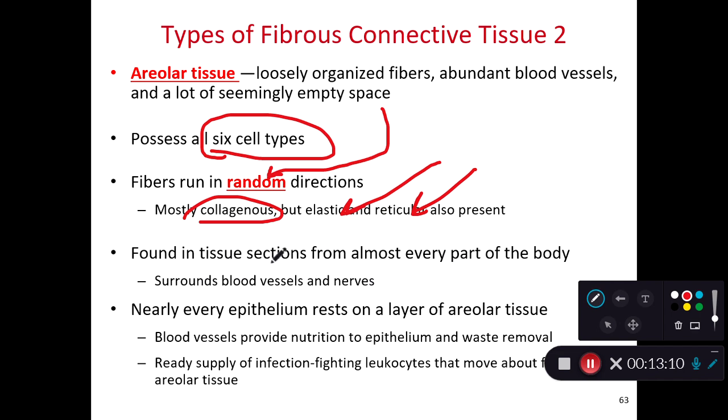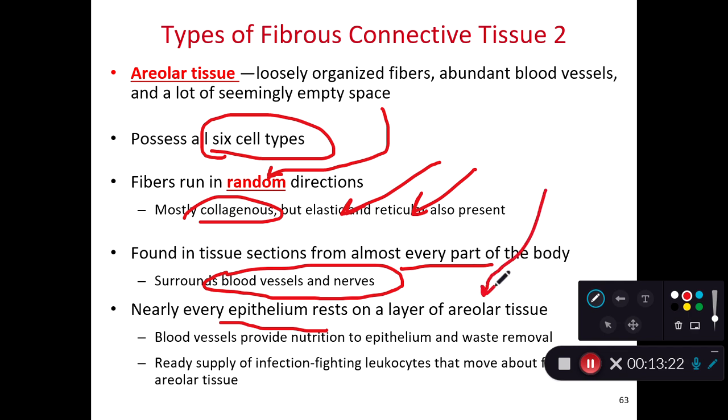So we find this fiber in almost every part of the body surrounding stuff. It's kind of that, like I said, the glue that holds things together. Nearly every single epithelium in our body will rest on an areolar tissue as a bed or an interface to the underlying substrates. We find that within our areolar tissues, they have lots of blood vessels that are highly vascularized, and they're also going to have lots of white blood cells actively patrolling them.